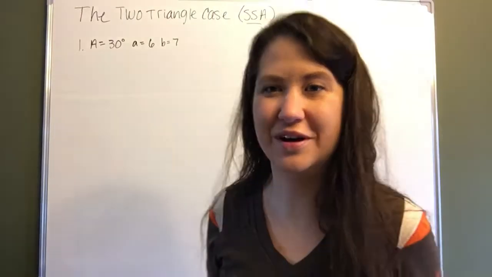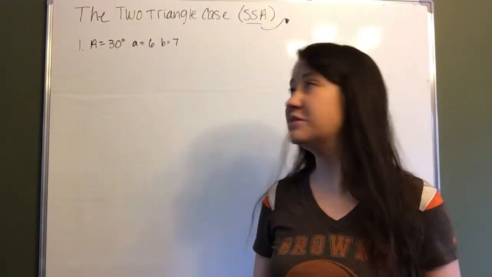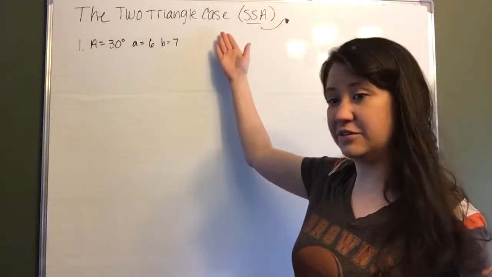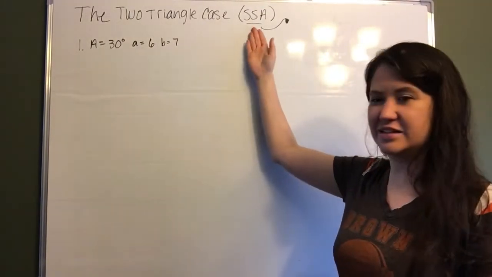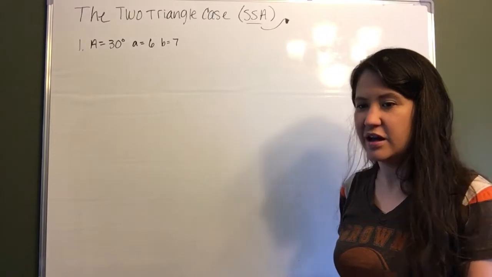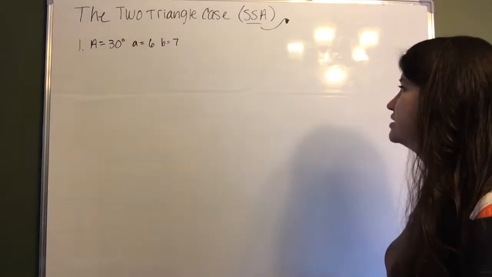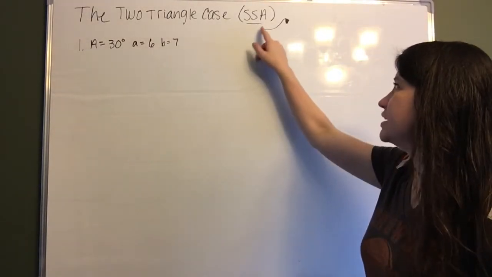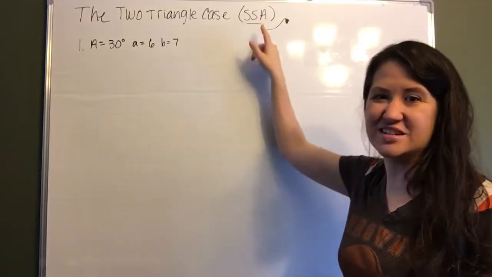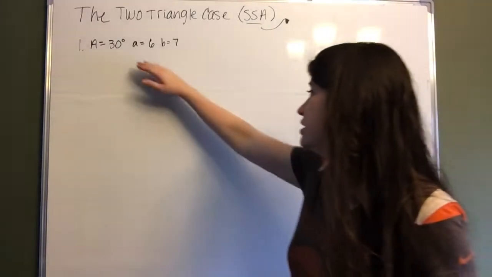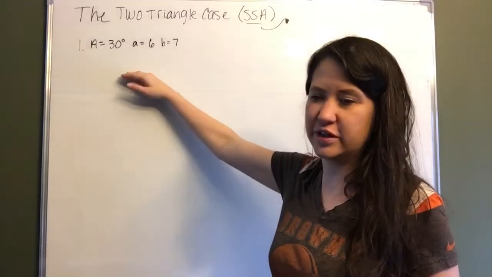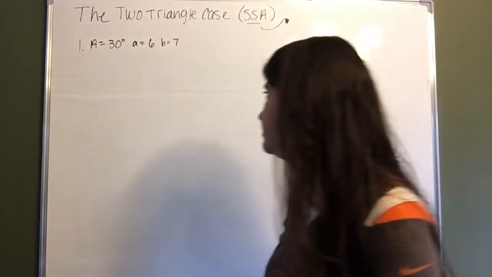All right, hi everyone. We're moving on to example 3, which is the 2 triangle case. This can only happen in a side-side angle case. So what that means is that you're given 2 sides and 1 angle that is not in between those 2 sides. So let's look at what we're given.